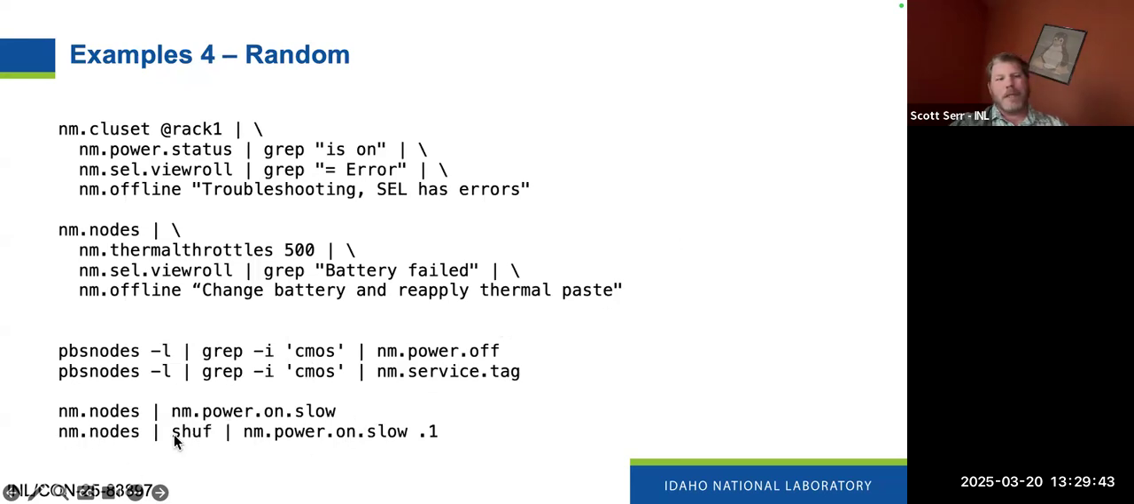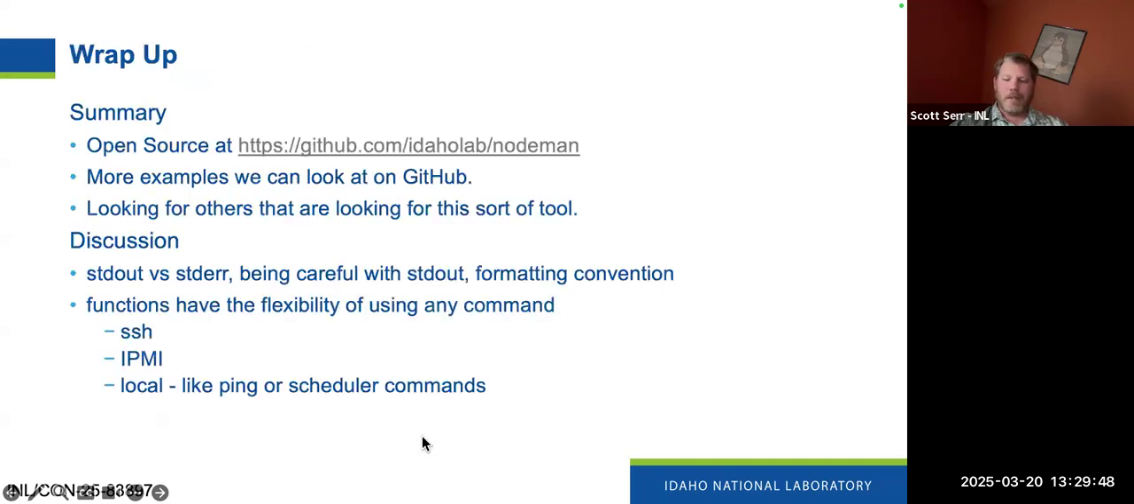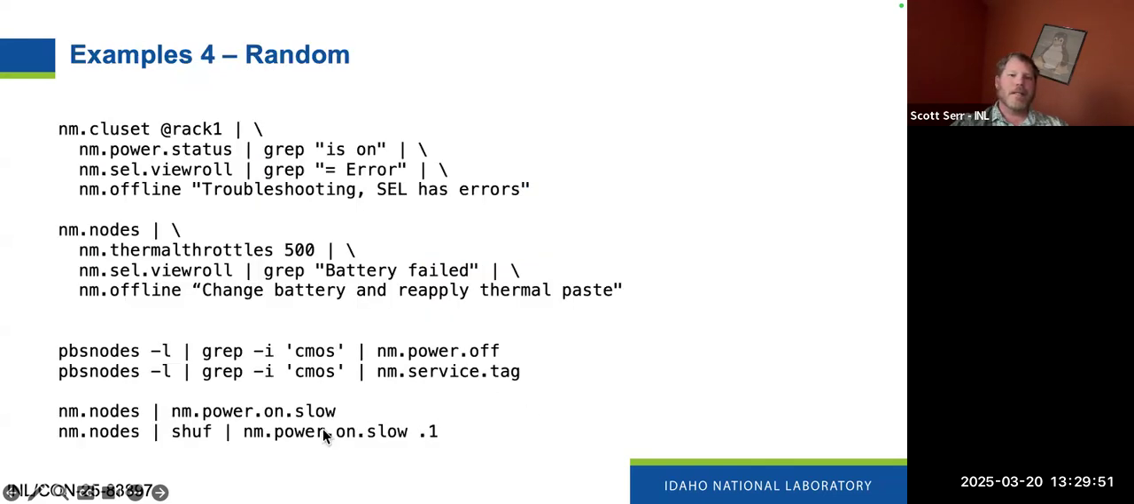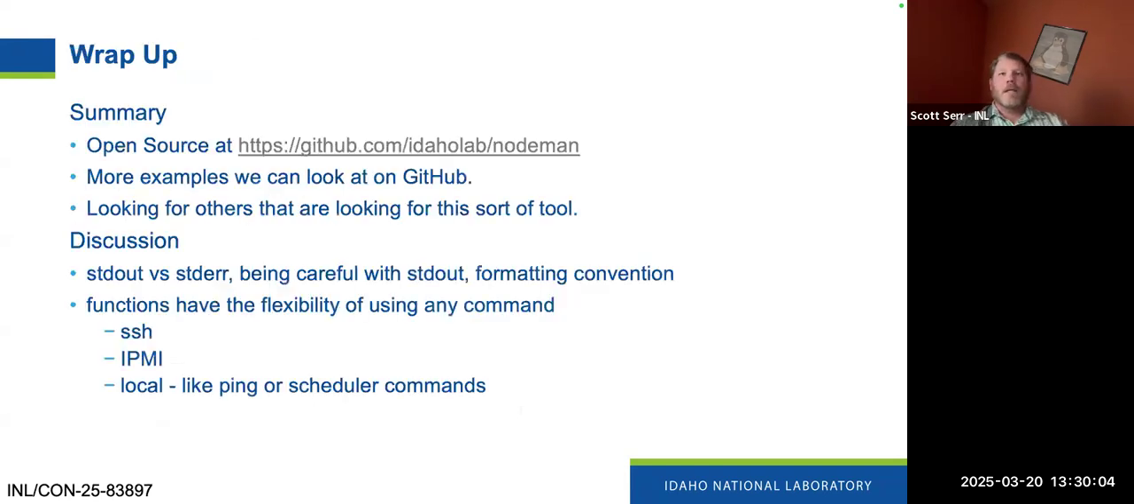Here's one where I can power on nodes slowly with a 0.1 second interval and shuffle those so they're not all turning on in one rack. You know, it's spread out through your whole cluster. And so that's kind of a wrap up. I'm probably a little early, but we can look at some more examples on the GitHub page and take some more questions.